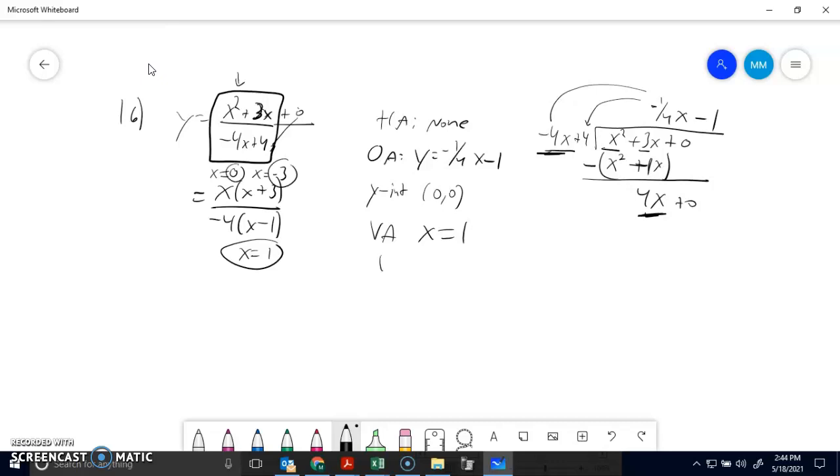In the numerator, I have 0 and negative 3. So those numerator zeros are my x-intercepts: 0, comma 0, which again I already had, and negative 3, comma 0.